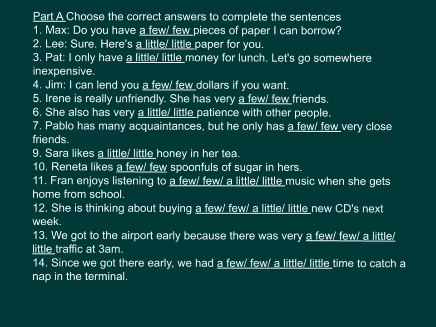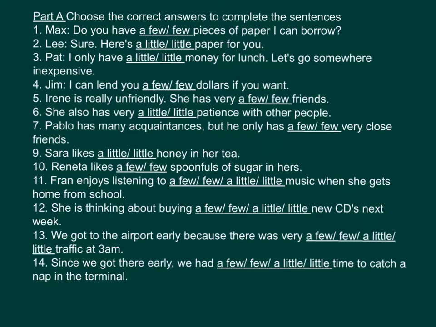Number 9. Sarah likes a little or little honey in her tea. Number 10. Renata likes a few or few spoonfuls of sugar in hers. Number 11. Fran enjoys listening to a few or a little music when she gets home from school. Number 12. She is thinking about buying a few, a little new CDs next week.